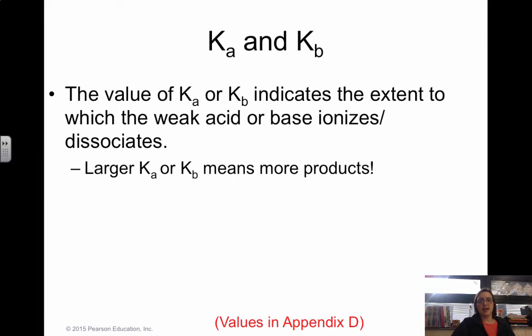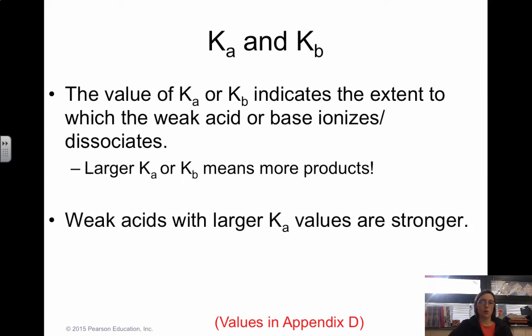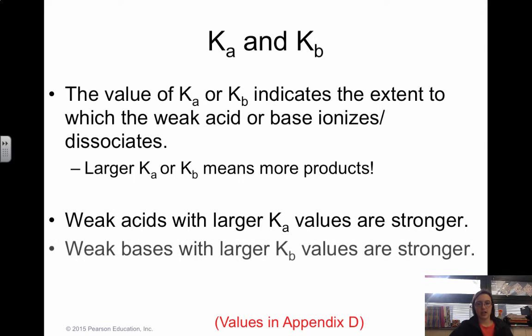When it comes to Ka and Kb, the value of Ka or Kb indicates the extent to which the acid or base ionizes. So the larger the Ka or Kb means more products. That means it's going to be a stronger acid or base. Weak acids have larger Kas. Weak bases have larger Kbs. So if Ka is large, it's going to be a stronger weak acid. If Kb is large, it's going to be a stronger weak base.